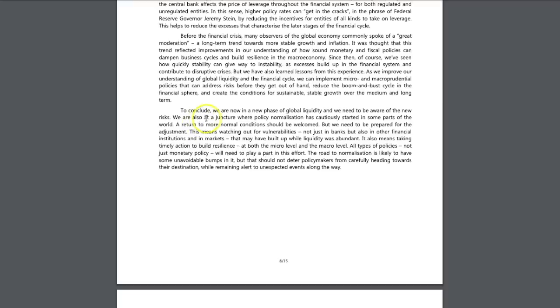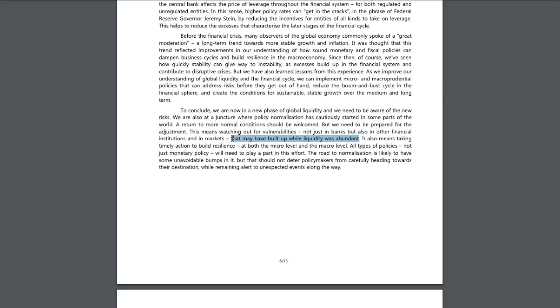It goes on to conclude saying that while we are in a new phase of global liquidity, we need to be aware of new risks, right? And some of these vulnerabilities are not just in the banks, but also in other financial institutions and markets that may have built up while liquidity was abundant, right? Now, liquidity could go both back and forth. We know that we were seeing that dollar crisis back in March. That could obviously peak its head again, especially as we are in this deflationary environment.